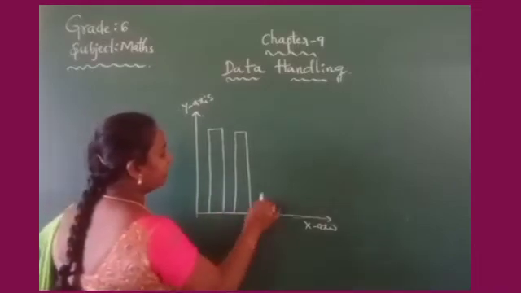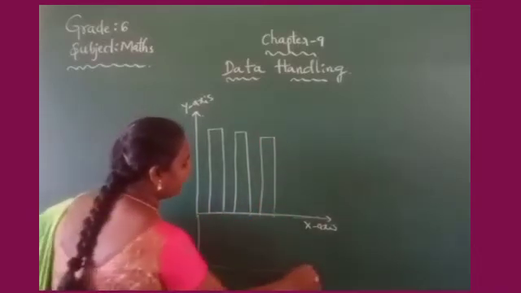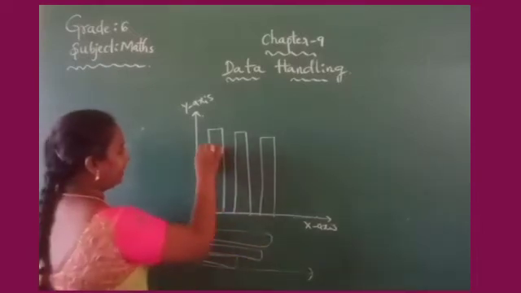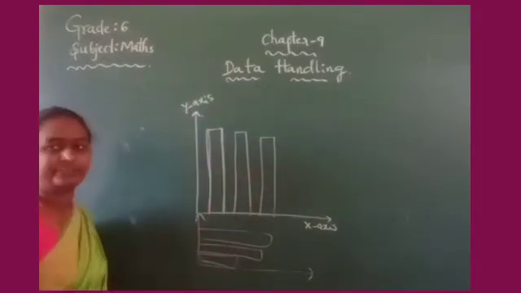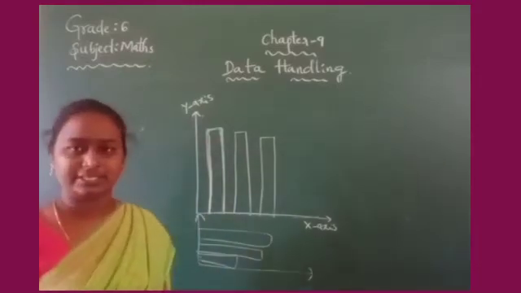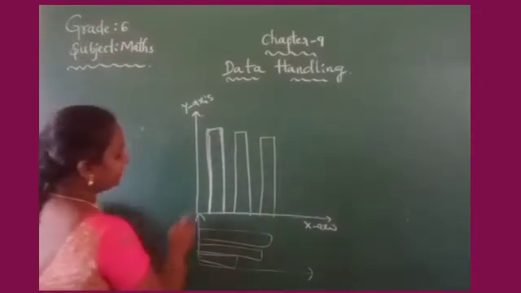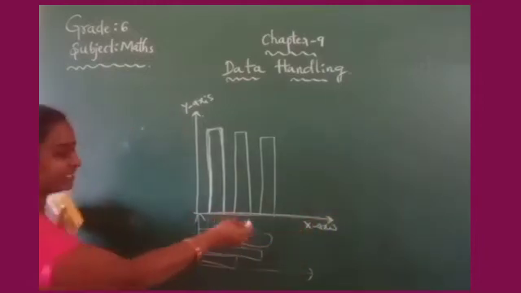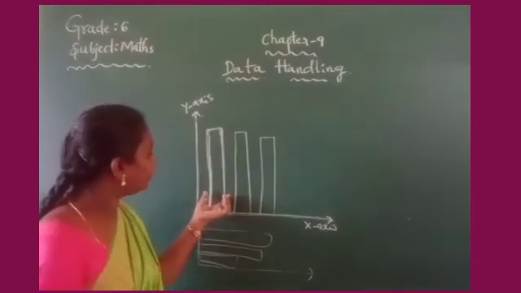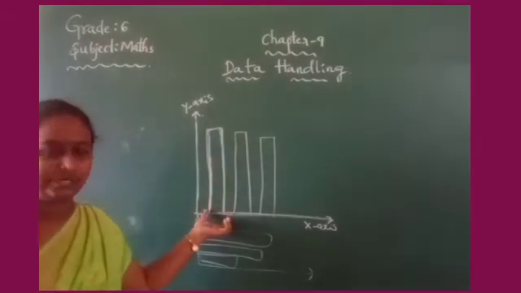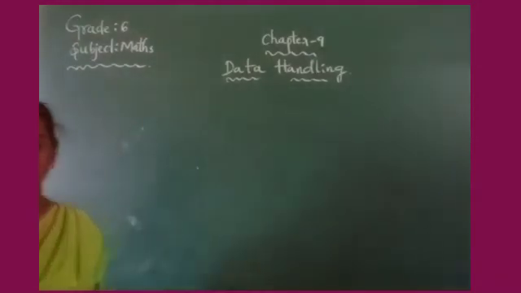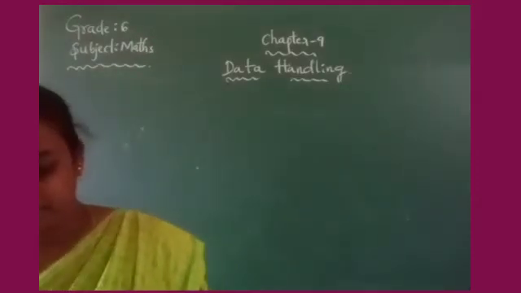The bars may be vertical or horizontal. The height of each bar represents the given number. So what is the horizontal line? The horizontal line is called the x-axis and the vertical line is called the y-axis. The height of the bar represents the given number. Right students, next we will solve some problems on how to interpret bar graphs.